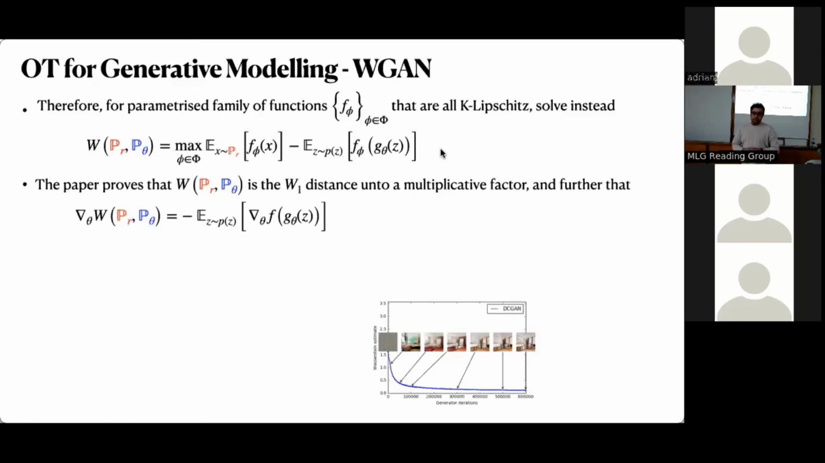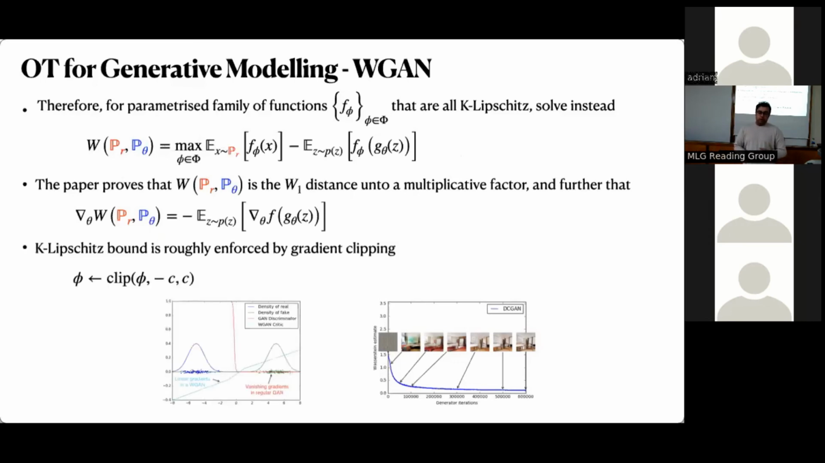You take one step to maximize this expectation term on the right here to get the Wasserstein distance, and then you take one step to minimize the Wasserstein distance with respect to the generator, right?